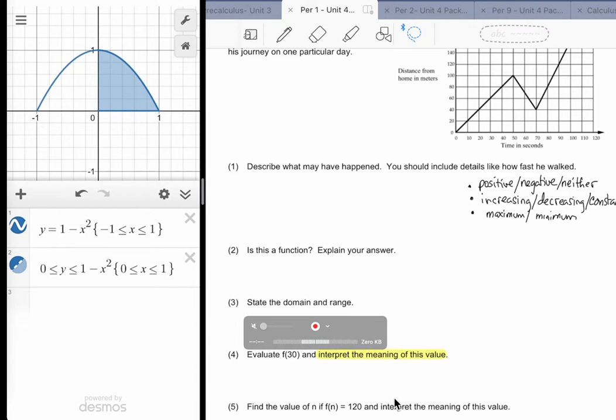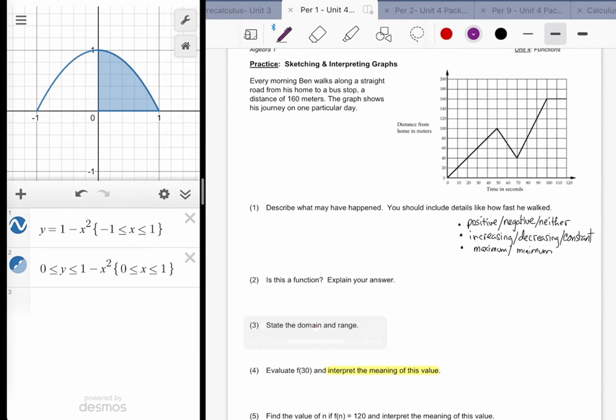Is this a function? Well, we know a relation is a function graphically if it passes the vertical line test. So if I can drag a vertical line across the graph in such a way that it never intersects more than once, then it's a function. All right, so this one makes it all the way through the graph without ever intersecting more than once, and so it is a function. So is this a function? Yes. Passes the vertical line test.